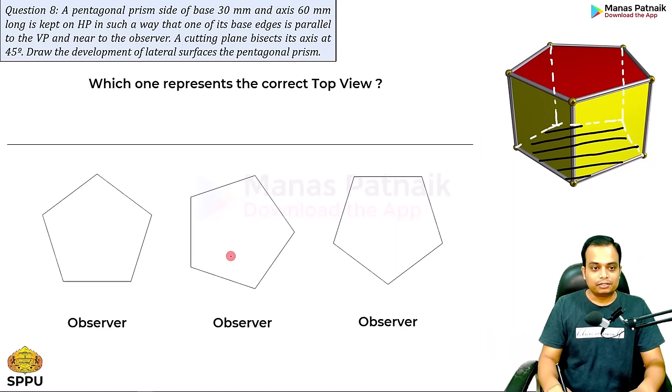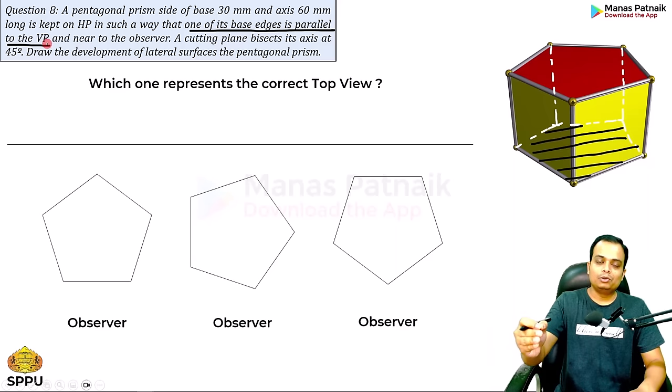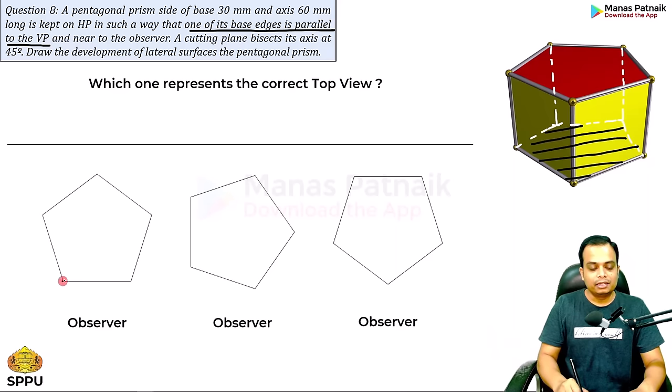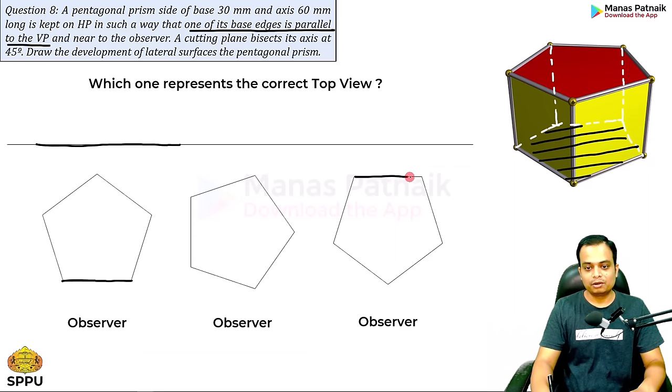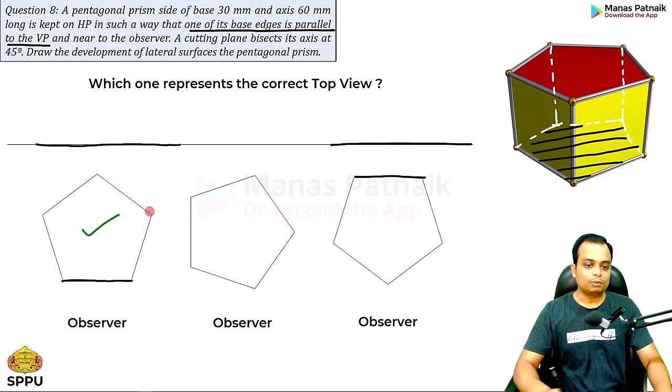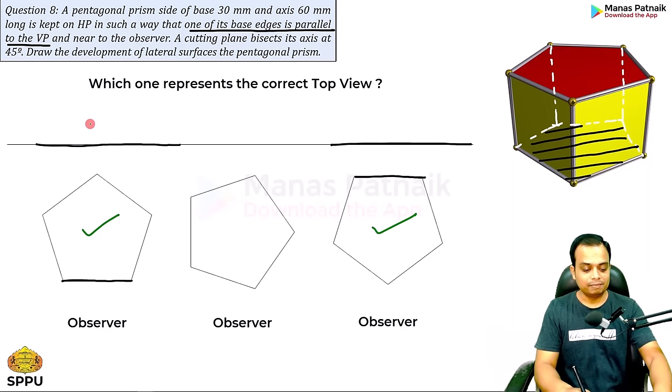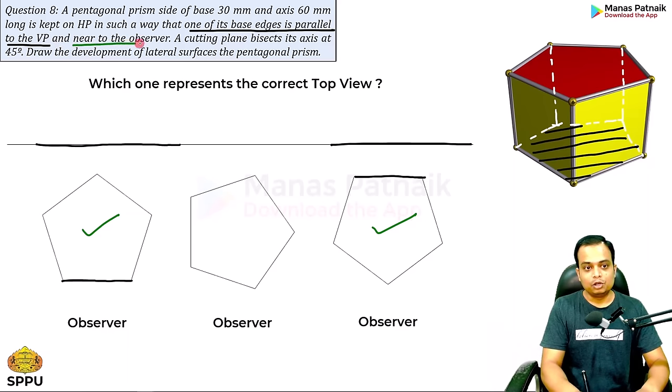Sir, as we can see that it's been clearly written that one of the base edges is parallel to the VP. So if the base edge is parallel to the VP, that means it is going to be parallel to the XY line. Sir, here we can clearly see that there is this base edge over here which is parallel to the XY line. But sir, we've got also one more option. Here also the base edge happens to be parallel to the XY line. So we can say that both the options are correct, sir. No, both the options are not correct, because something else additional has been written. Nearer to the observer. All of us are viewing the object from over here, isn't it?